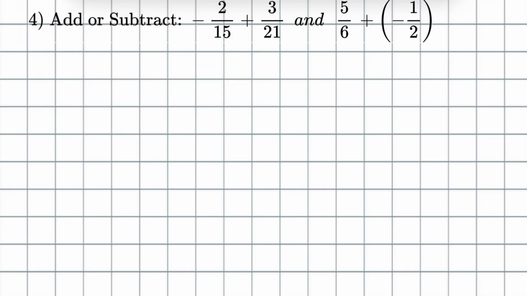In this case, we're first going to work with this set of fractions, and then we're going to work with this one separately afterwards. Okay, so we have negative 2 over 15 plus 3 over 21. I want you to recognize something: that negative value belongs to the numerator. This is considered the numerator. This is considered the denominator. Usually that negative number in a fraction is correlated to the numerator.